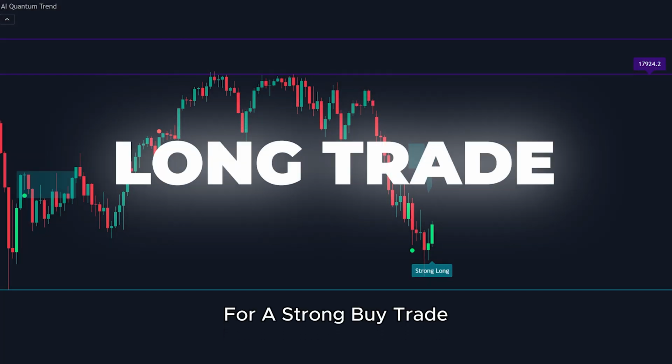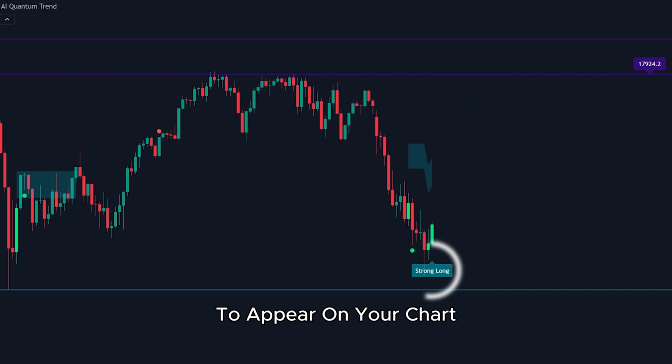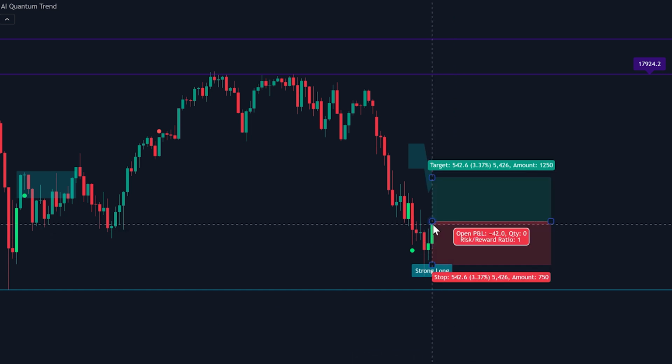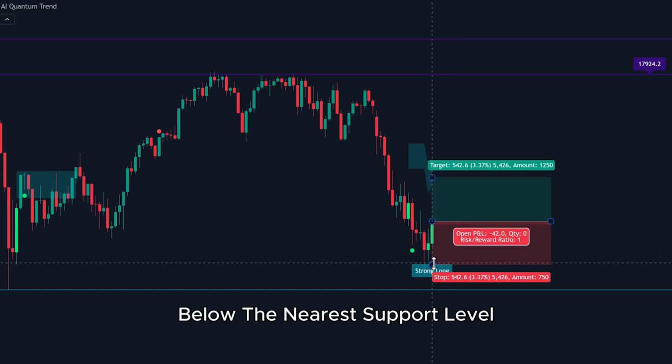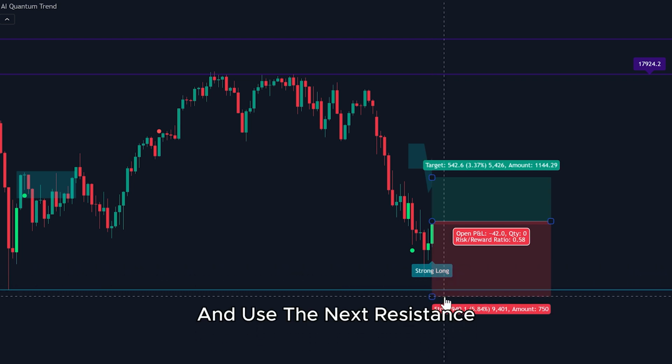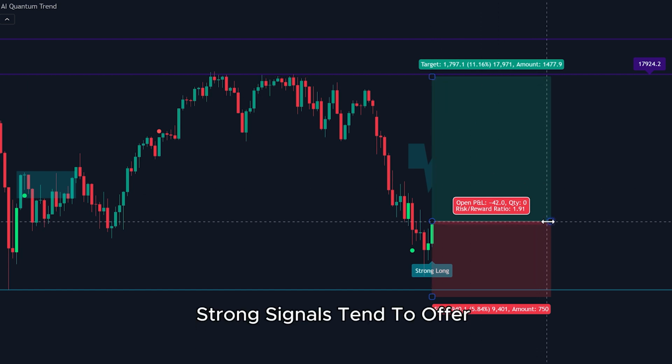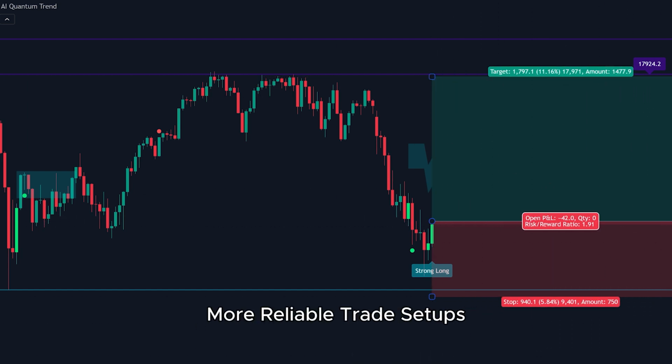For a strong buy trade, wait for a strong long signal to appear on your chart. Make sure the price is closing above the support zone and aligns with the overall trend direction. If these conditions are met, enter your buy trade as the price starts moving up from the signal point. Set your stop loss just below the nearest support level and use the next resistance zone as your take profit target. Strong signals tend to offer more reliable trade setups.